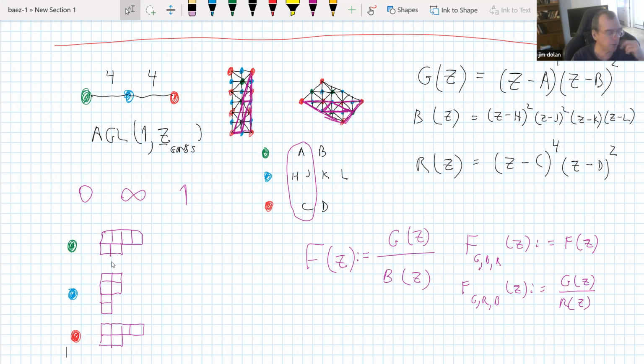So there's a whole bunch of tricks that you can play here. One of which involves just erasing the blue things, which just leaves you with a bipartite graph between the green and red.